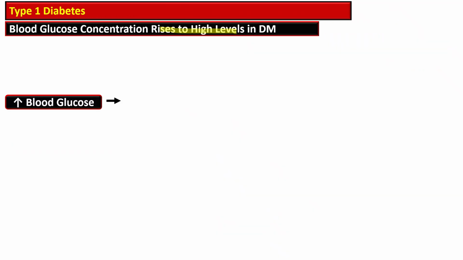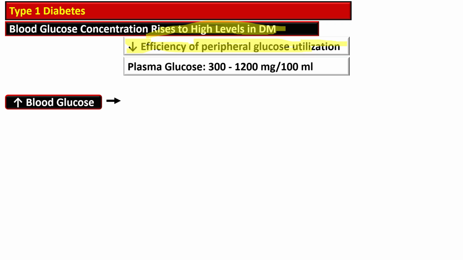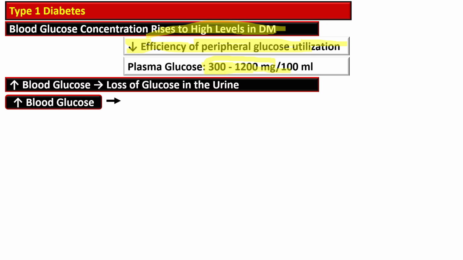Blood glucose concentration rises to a high level in diabetes mellitus. The peripheral tissue has decreased efficiency for the utilization of glucose. Normally, 80 to 120 milligram per 100 ml is the normal range of blood glucose. In the disease, it can rise up to 300 to 1200 milligram per 100 ml, and this is due to increased glucose production by the liver by the processes of gluconeogenesis and glycogenolysis.